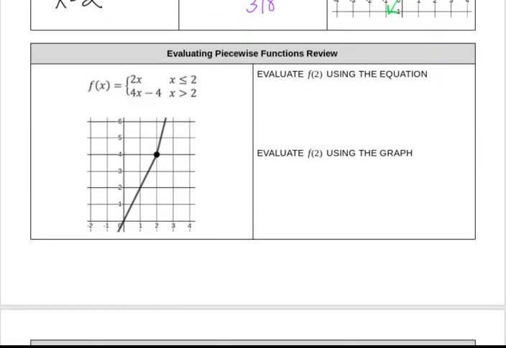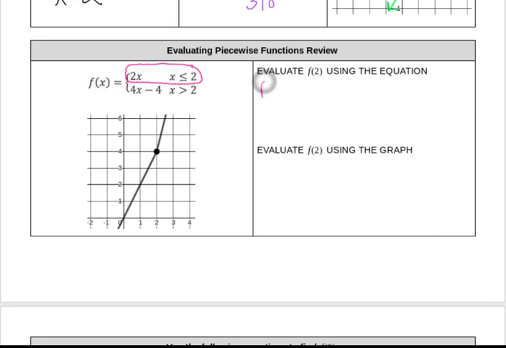Now we're going to talk about evaluating piecewise functions. So remember, evaluate just means you're figuring out what the function value is. So the first part here asks us to evaluate f of 2 using the equation. Well, since this portion of my graph is where x is equal to 2, then that's the piece I'm going to use to evaluate my function. So f of 2 is going to equal 2 times 2, which is 4.